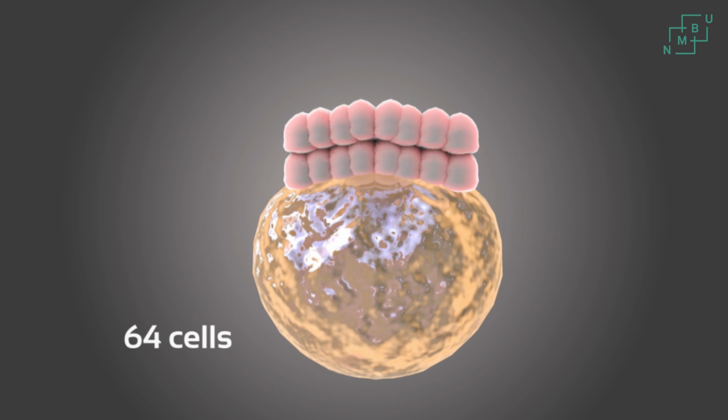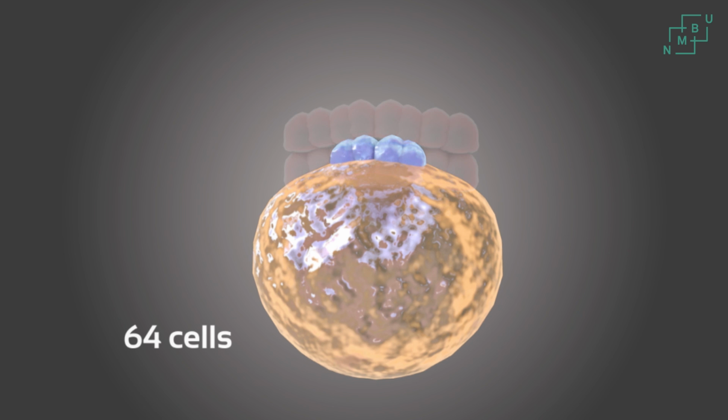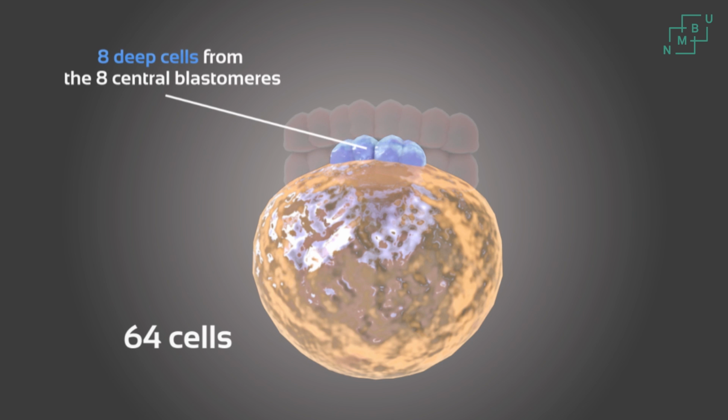The sixth division is the first that occurs in the horizontal plane, and after this division, it is the first time that some cells are completely covered by other cells. These buried cells, or deep cells, arise from one of the 2 daughter cells of the central blastomeres present in the previous stage. The other daughter cells remain superficial in the top layer, in what is now the enveloping layer.